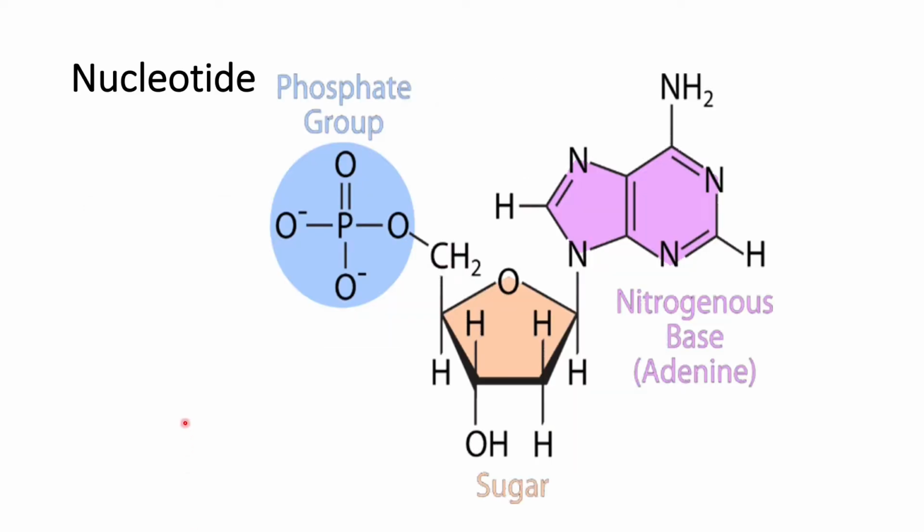The monomeric subunit of a DNA molecule is known as a nucleotide. It consists of a five-cornered ring structure known as a deoxyribose sugar attached to a nitrogenous base at its carbon 1 and a phosphate group at its carbon 5. It is known as deoxyribose sugar because it's missing one oxygen at its carbon 2.